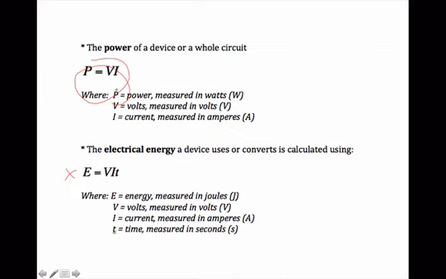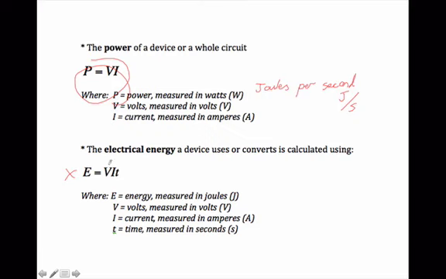So P equals VI. P is measured in watts, and a watt is literally joules per second. So 1 watt is 1 joule per second. So a toaster that might be 2,000 watts means your toaster is using 2,000 joules every second. So that means we can understand this formula quite easily. If P equals VI, that means watts, joules per second, times by time, gives you the number of joules.